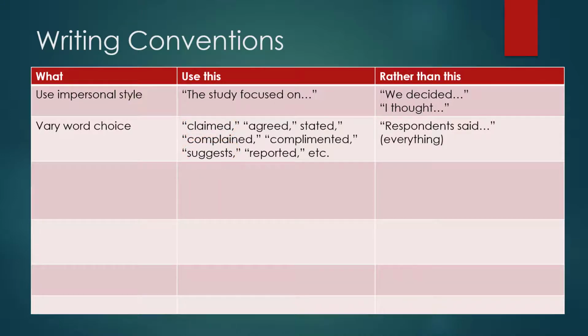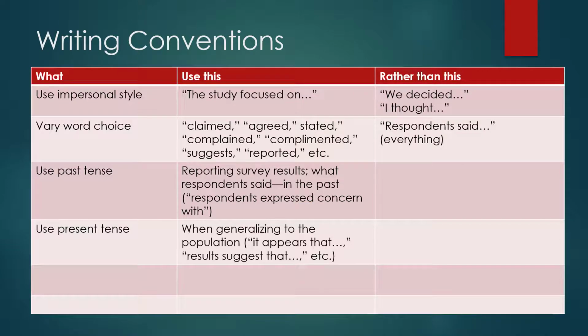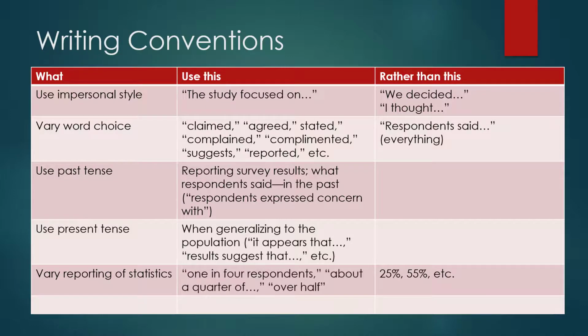When reporting survey results, you are reporting what respondents said in the past, when they did the survey, so you would use past tense. Respondents expressed concern with. However, when you are generalizing to the population, use present tense. It appears that, or results suggest that. Try to vary how you report the statistics. 25% could be worded as 1 in 4 or a quarter of respondents. 55% could be over half, etc.